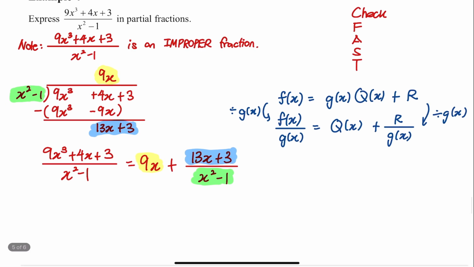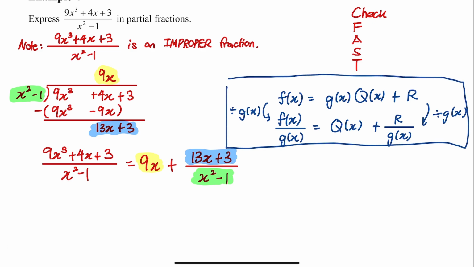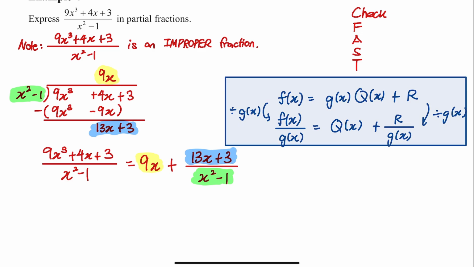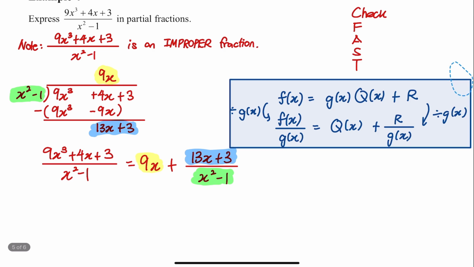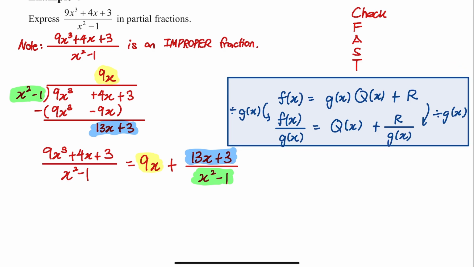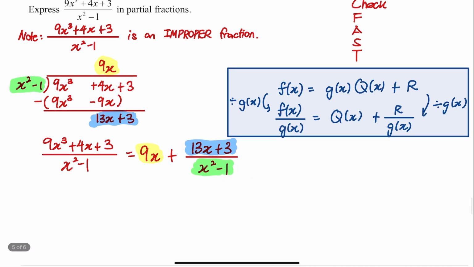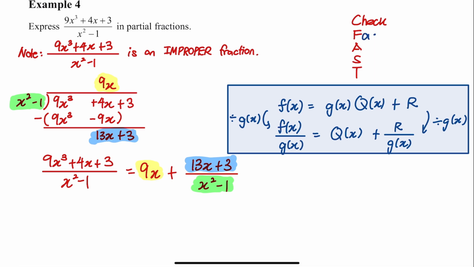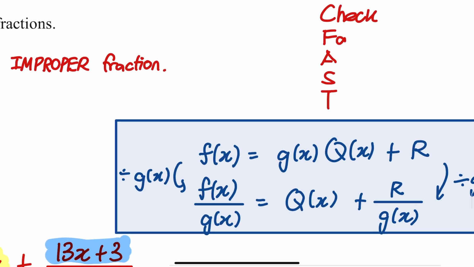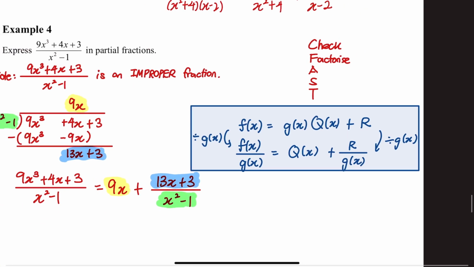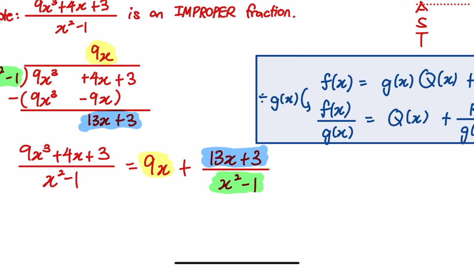Okay, so let me box this out so that it's clear for you to understand how we obtain this form over here. Great. So now, step 1, I have checked, and now I have obtained a proper fraction. Now using this proper fraction, next step, factorize. Step 2, factorize, meaning now I consider just this proper fraction, 13x plus 3 over x squared minus 1.